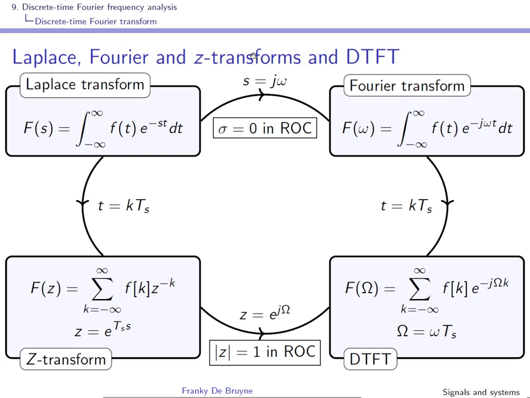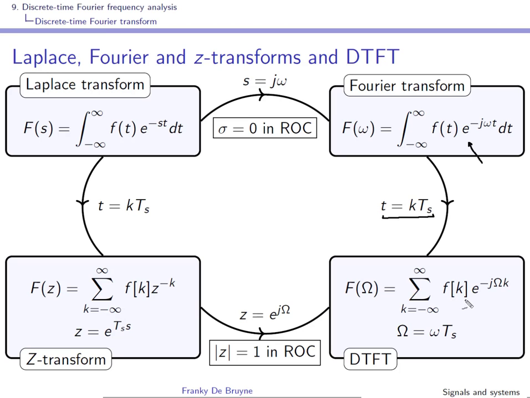Well, the blank at the bottom right of the slide can be filled in quite easily. What we'll do is, of course, sample the signal at t equal to k Ts, and if you inject t equal to k Ts in here, well, the integral will become a sum. We'll have f of k Ts, and as we have done previously, we won't write this Ts all the time, and we'll simply write f of k.